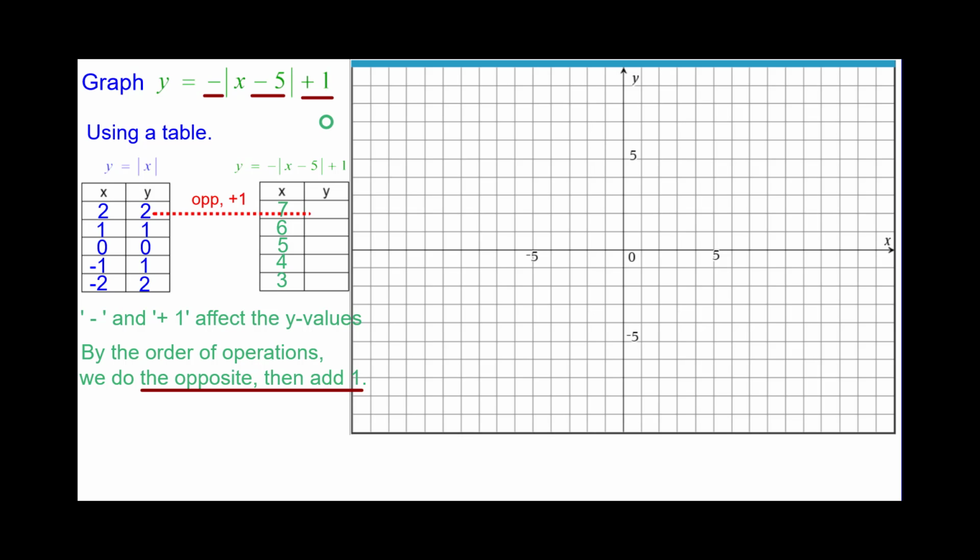So take the opposite of 2, add 1. That's negative 2 plus 1, which is negative 1. So we plot the point 7, negative 1. The opposite of 1, plus 1, is 0. So we'll plot 6, 0. We ask that you finish the table and plot the points. Press pause to do this and resume when you're ready.